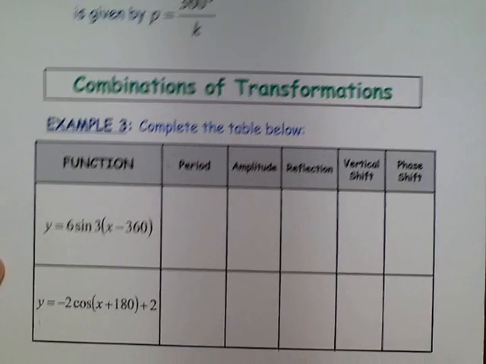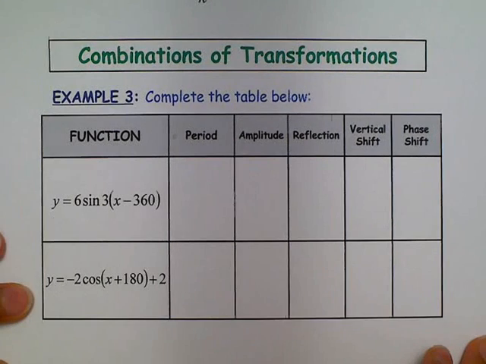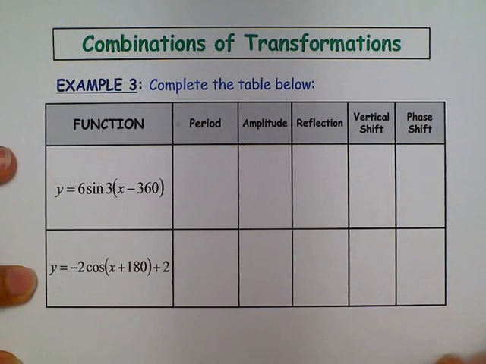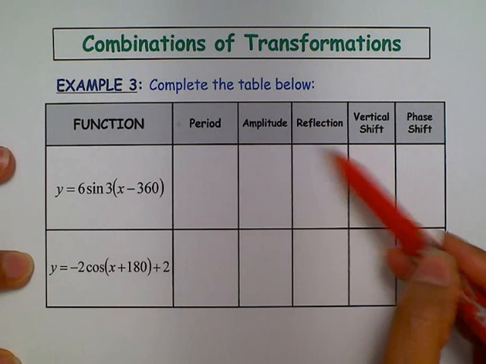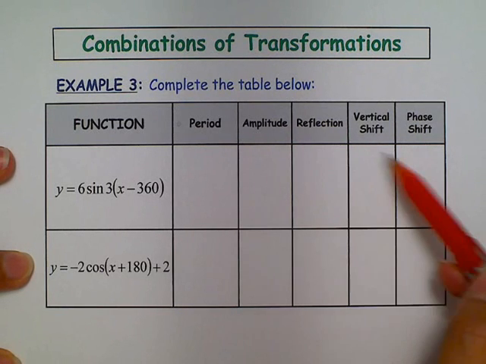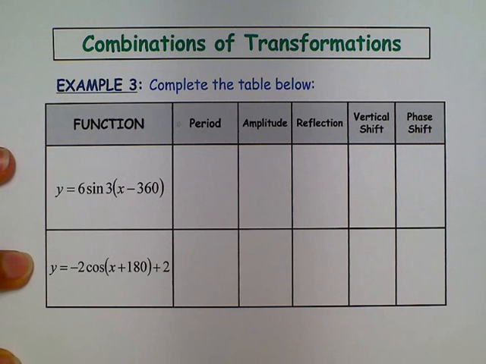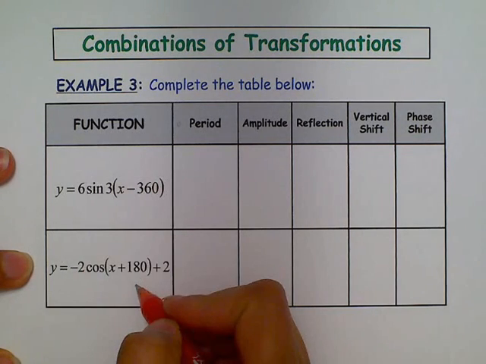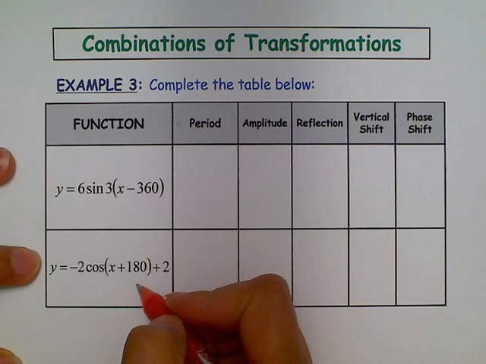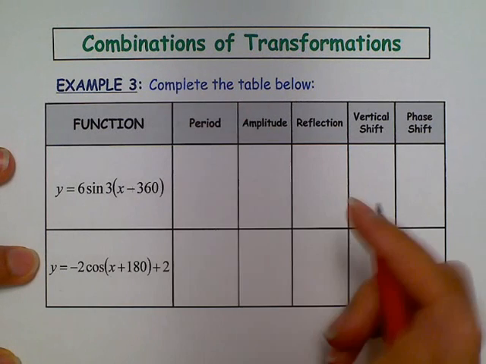Now, when you're looking at combinations of the different transformations, you should be able to identify each of the different properties. So the period, the amplitude, the reflection, whether or not it exists, and then the vertical shift up or down, and the phase shift left or right. So here we have a couple of functions, and we're going to try to state each of these. So starting with the period of the function.